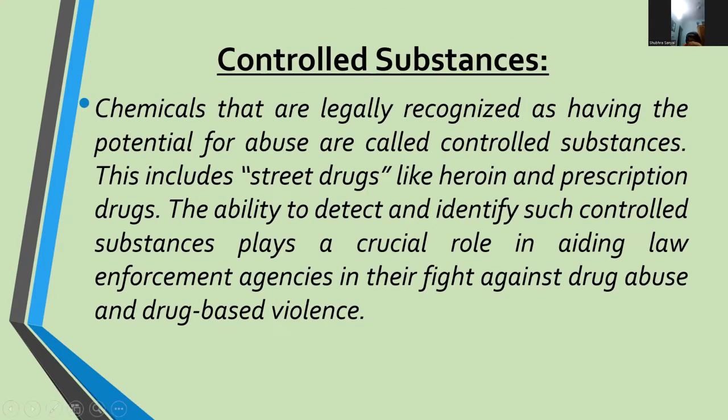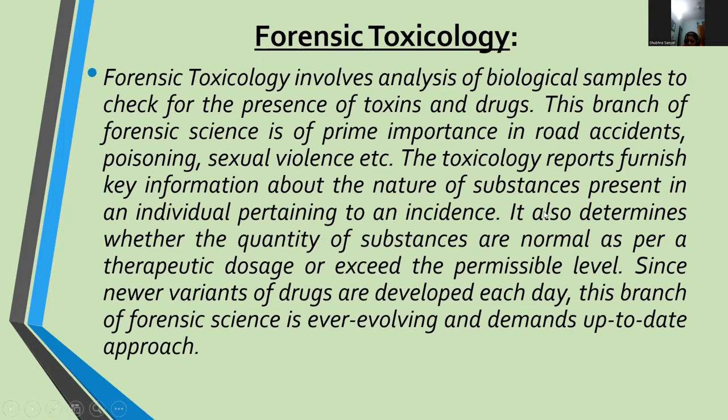Next is controlled substances. Chemicals that are legally recognized as having the potential for abuse are called controlled substances. These include street drugs like heroin and prescription drugs. The ability to detect and identify such controlled substances plays a crucial role in aiding law enforcement agencies in their fight against drug abuse and drug-based violence.